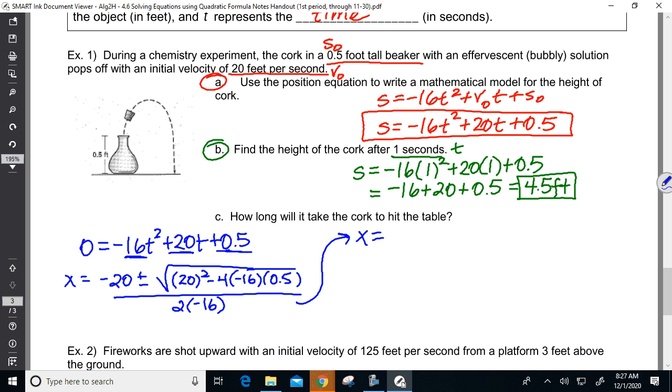So the opposite of, let's put that in parentheses, the opposite of 20 is negative 20 plus or minus. Go inside the square root. So 20 to the second power is 400. Negative 4 times negative 16 times 0.5 gives you 32. Put those together, you get 432. If you didn't get that, please let me know. We'll go through it again. And then 2 times negative 16 is negative 32.